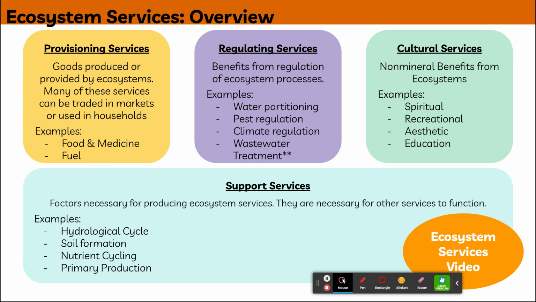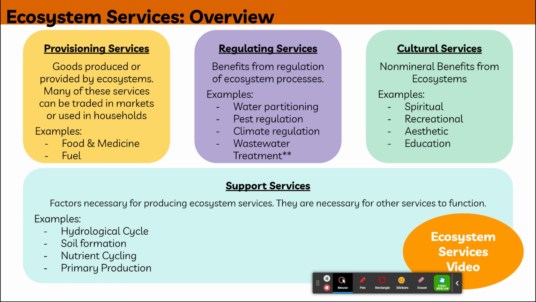So provisioning services are goods produced or provided by ecosystems. Many of these services are typically traded in markets or used in households. So that would be food, medicine, and fuel. And this is not just biotic factors. This is also abiotic factors as well. Regulating services, benefits from regulating processes, include water partitioning, which is the sectioning off of water to be used by different communities, pest regulation, climate regulation, and wastewater treatment. We'll talk about this later down in the year in our pollution unit.